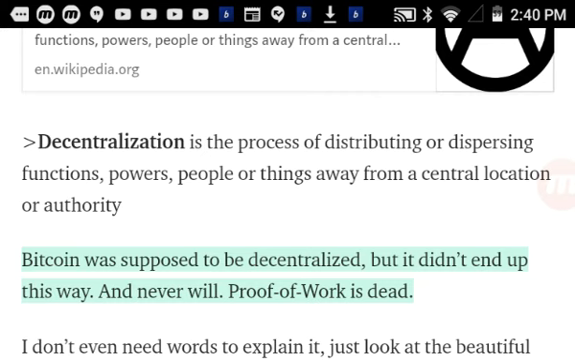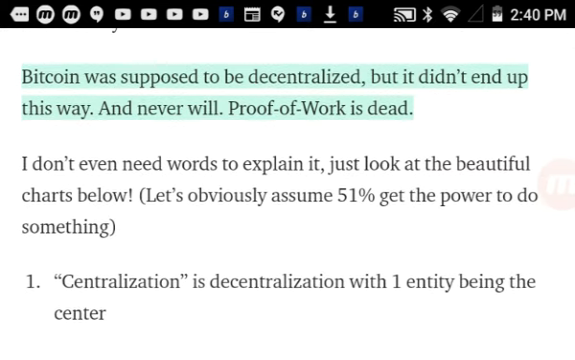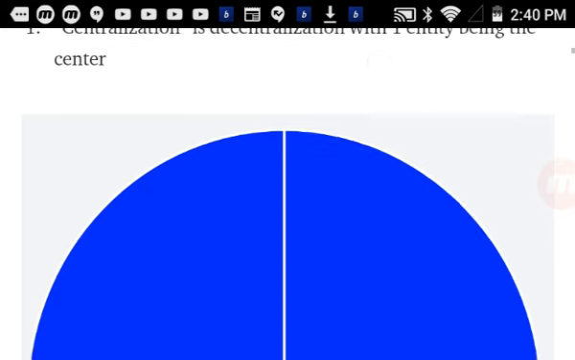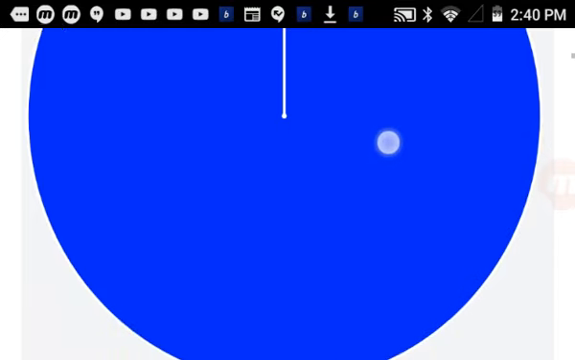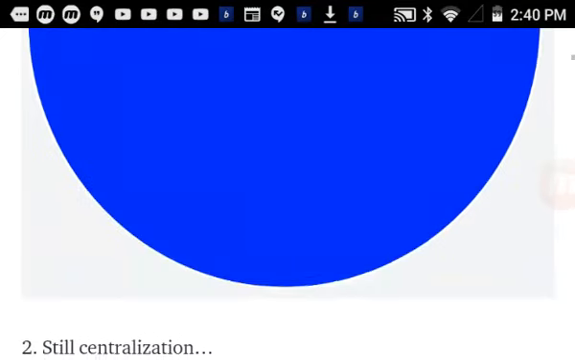Proof of work is dead. I don't even need words to explain it. Just look at the beautiful charts below. Let's obviously assume 51% get the power to do something. Centralization is decentralization with one entity being the center, right? So in this example, he shows this circle to illustrate how centralization would look, right? It's one entity in control of everything.